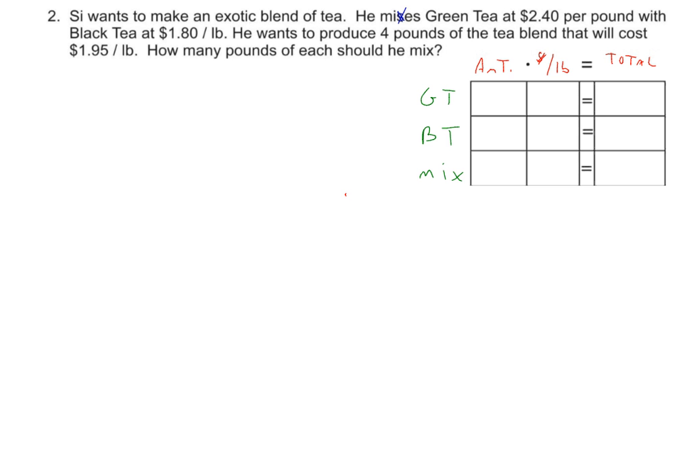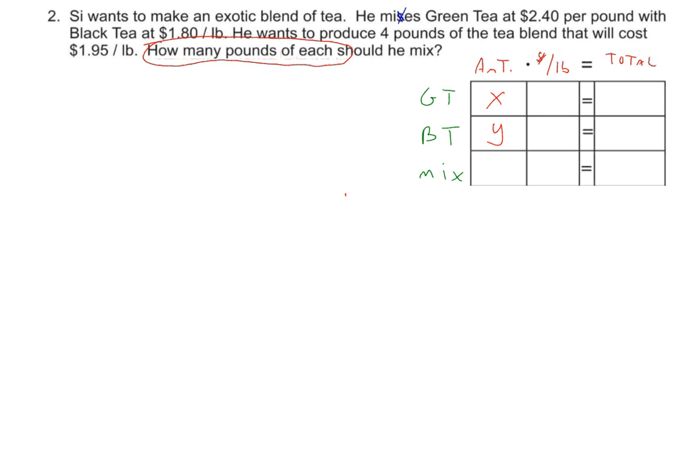So we better find out what in the world we are trying to find. He wants to produce 4 pounds of tea blend that will cost, how many pounds of each? Is how many pounds of each an amount? Is it a price per pound? Is it a total? Which one is it? It's the amount. If we call the green tea X, we're going to call the black tea Y, because we have to call it something. All right. Beautiful. 2 down and 7 to go.